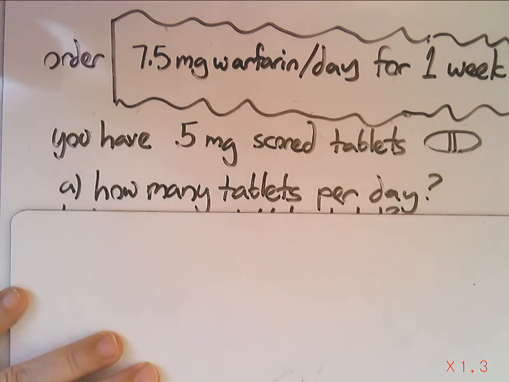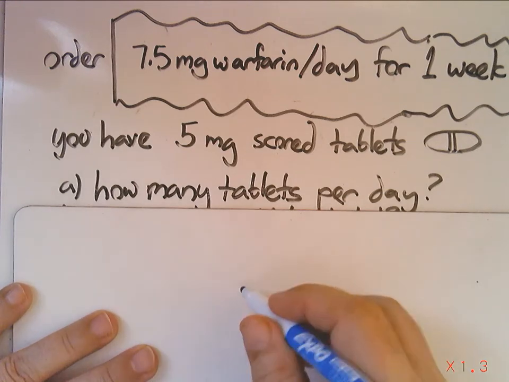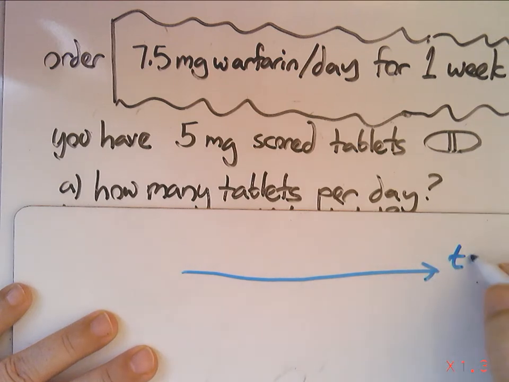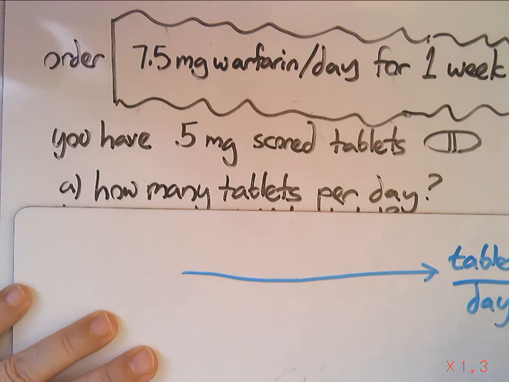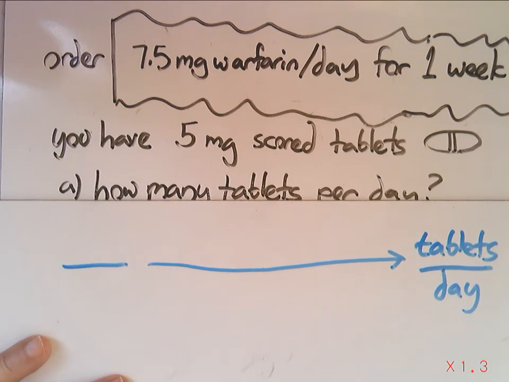Let's do A. You want to know how many tablets per day. So what you're going to try to do is figure out tablets per day. All right, that's a fraction. So it would be nice when you're looking for your starting point, which is what you're going to do next, to try and look for a fraction. What kind of fraction? Well, you want to look for one that has an amount of drug on top and a time on the bottom. Now look around for some information like that.